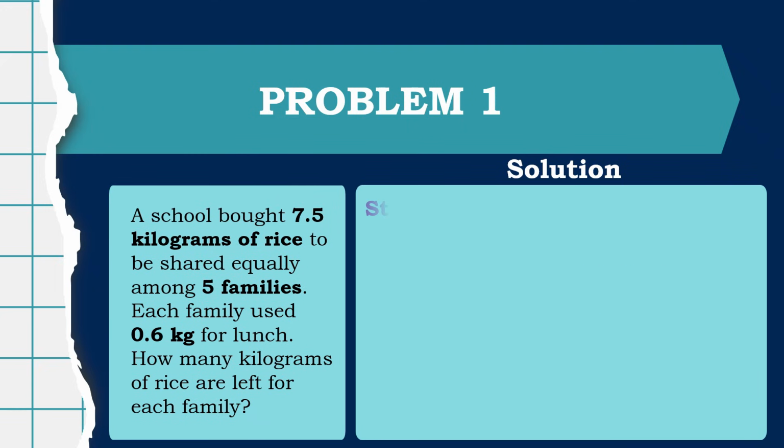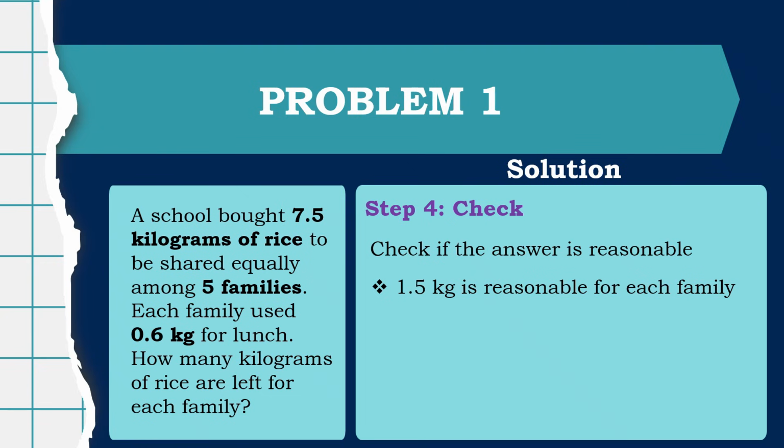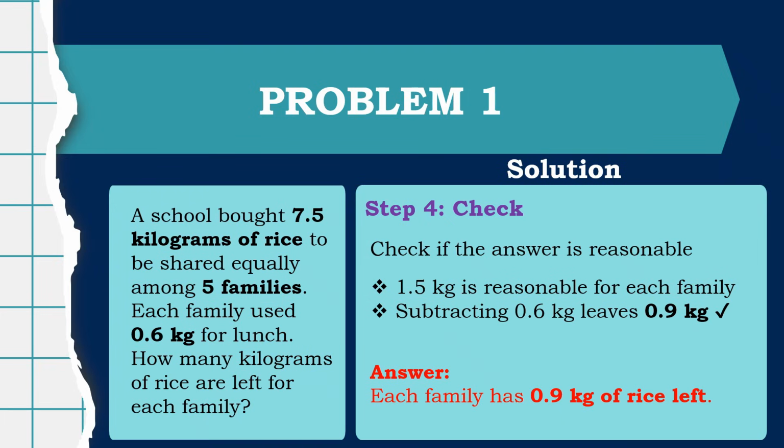The last step, step 4, check. Check if the answer is reasonable. First, 1 and 5/10 kilograms is reasonable for each family. Subtracting 6 tenths kilogram leaves 9 tenths kilogram. Check. Our answer: each family has 9 tenths kilogram of rice left.